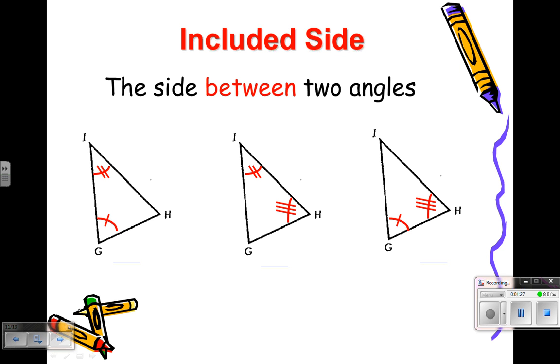And so let's talk about the included side real quick. Once again, the side between the two angles. So if you look at this first triangle, what side do you think will be the included side? Well, it's going to be GI because it's between the two. On the next one, the included side would be HI. And finally, on the third triangle, the included side would be GH. So the included side is the side between the angles, just as the included angle from yesterday was the angle between the sides.